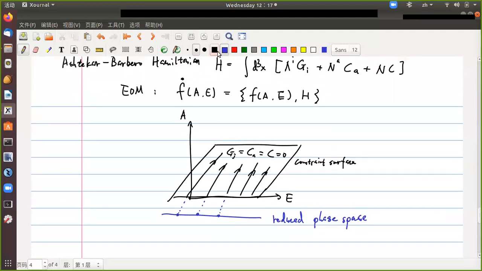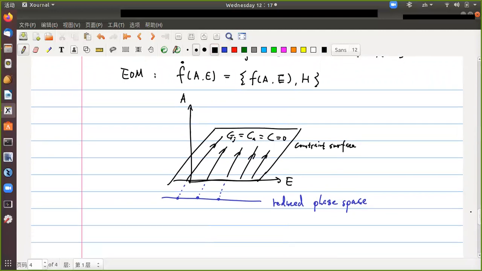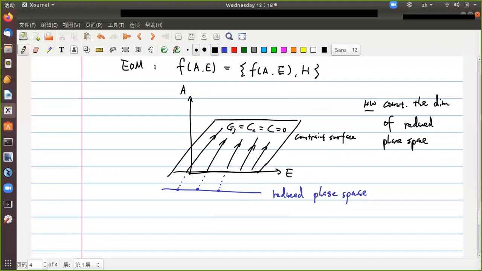Maybe it's good to give you this as homework: count the dimension of the reduced phase space. You should get 2 per point. You should end up with 2 polarizations of the graviton.